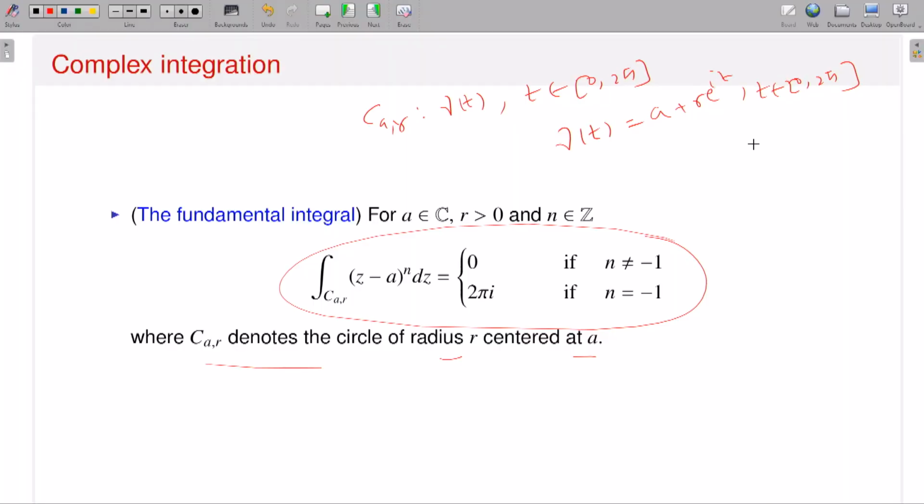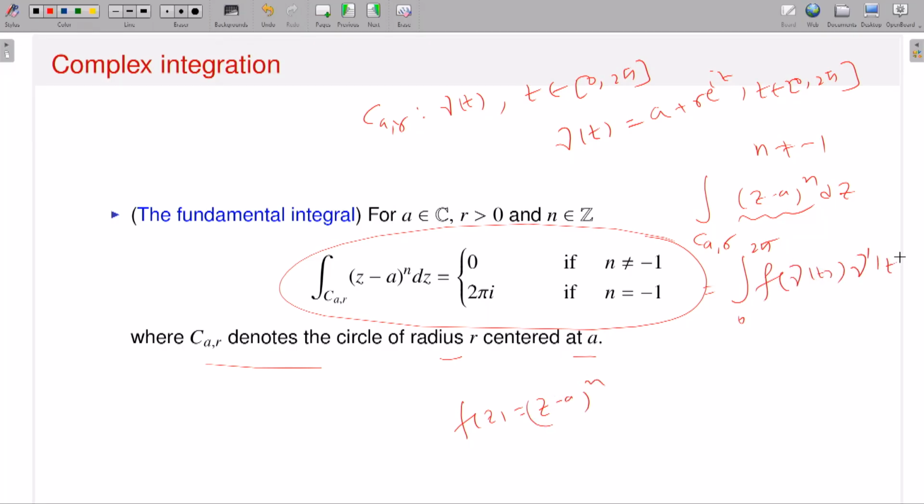For example, let's calculate the case n is not equal to -1. The contour integration over C_A,R of (z minus a) to the power n dz, I already discussed. Using the definition of contour integration, this is the integral from 0 to 2 pi. What is my function? My function f of z is equal to (z minus a) to the power n. So by definition it should be f of gamma t times gamma prime t dt. What is gamma t? Gamma t is a plus r e to the i t. So it should be (gamma t minus a) to the power n, then gamma prime t, that means i times r times e to the i t dt.